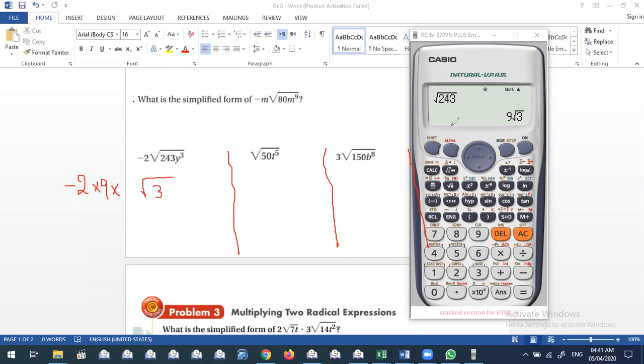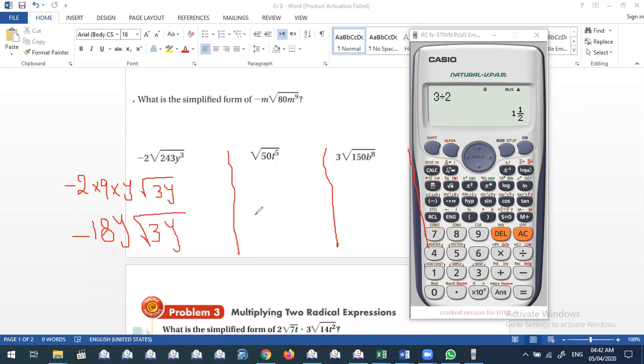What about the letter? As I told you before, the letter here is power 3. So we are going to make 3 divided by 2, always, because it's a square root. Shift S-D, 1.5. So we have the letter outside with power 1, and the letter inside also with power 1. Like that, y to the power of 1 and y inside. Don't forget negative 2 times 9 is negative 18, and write y square root 3y.